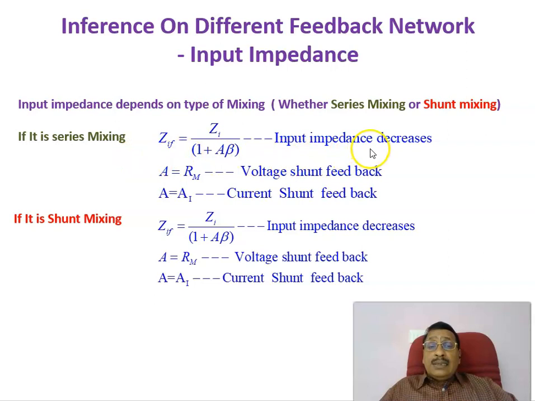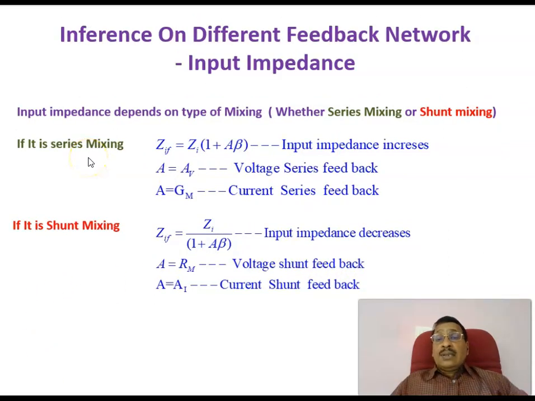We see that if it is series mixing, the input impedance is increasing, and that is input impedance with feedback equal to input impedance without feedback, Zi into 1 plus A beta. This is a generalized equation if it is a series mixing.